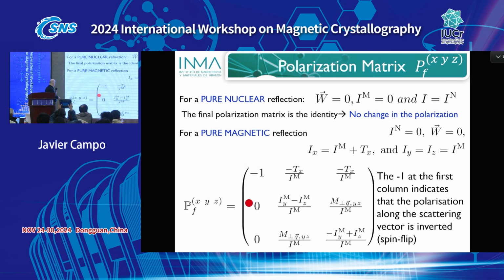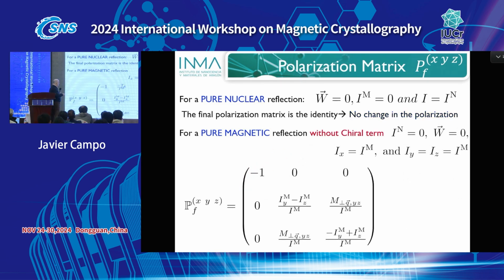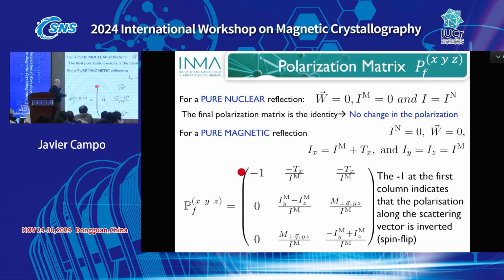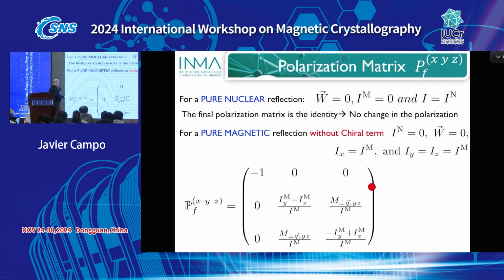Because remember, we put the scattering vector along X. And this -1 here is telling me that the polarization along X is changing the sign. And if we take out the chiral term, these two terms here will be 0, and then I will have this very simple polarization matrix.